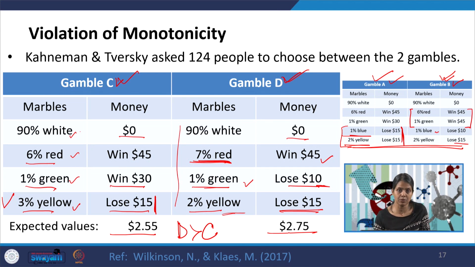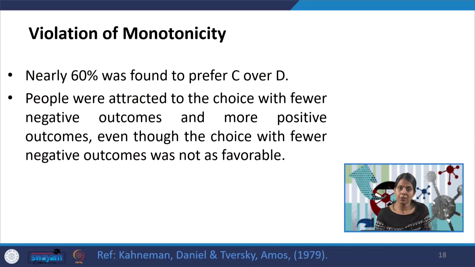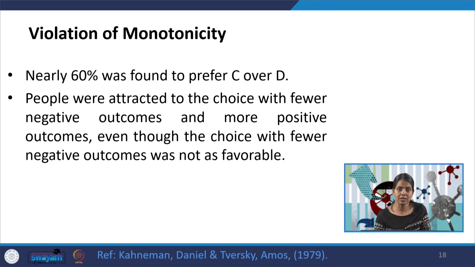From that perspective also, C should be dominated by D, but nearly 60% were found to prefer C over D. People were attracted to the choice with fewer negative outcomes and more positive outcomes, even though that choice was not as favorable. So, if I go back to the original table, you can see that here there are 2 losses and 1 win. Here there are 2 wins and 1 loss, and as a result people were attracted more towards option C than gamble D. So, that is what is mentioned here.